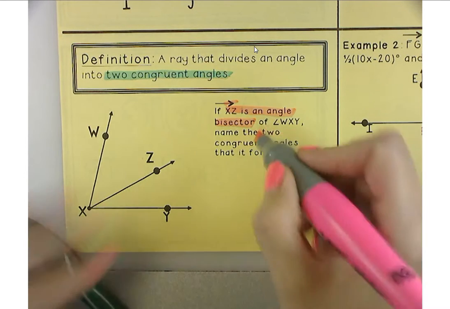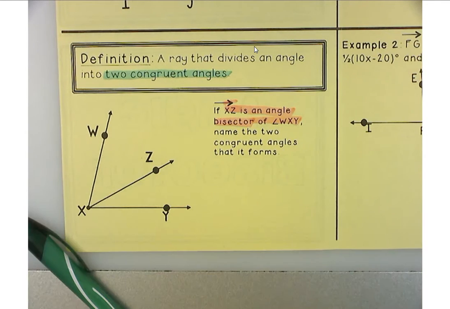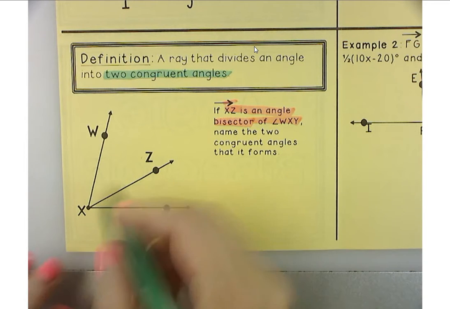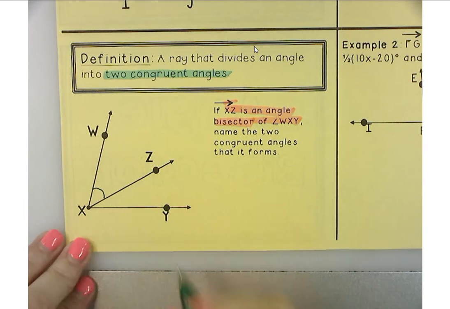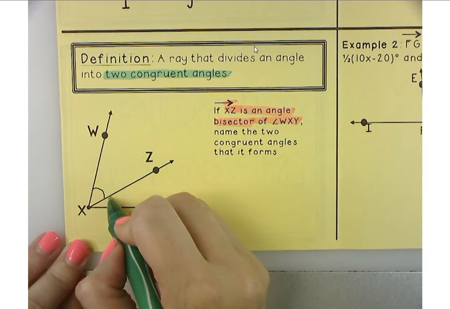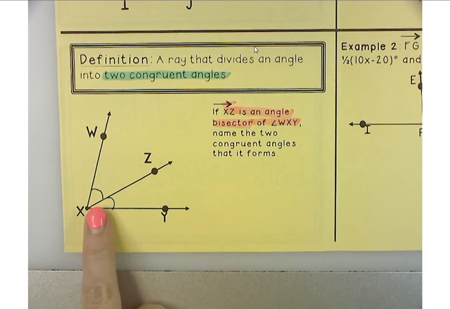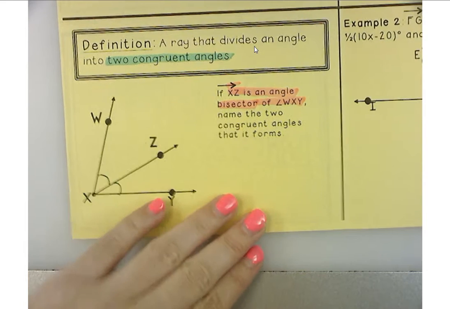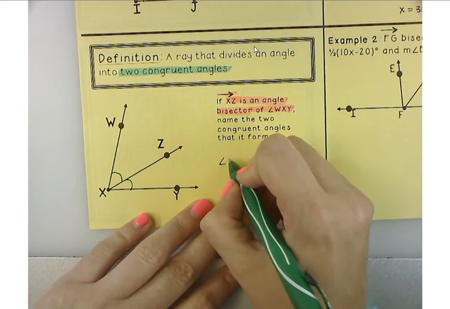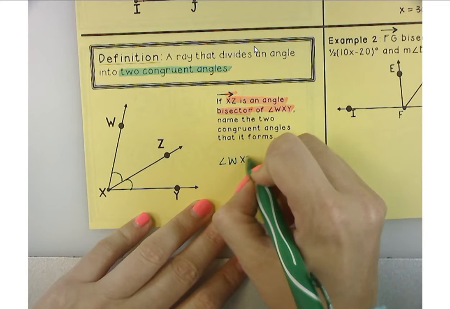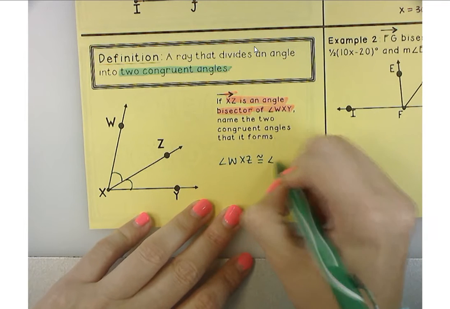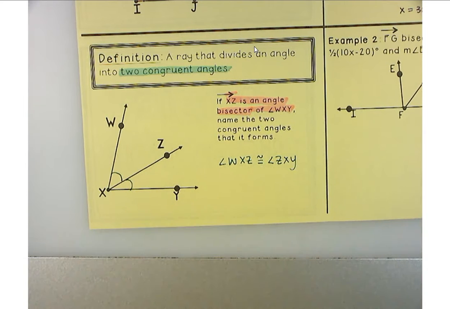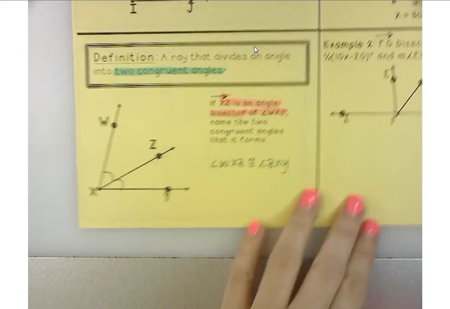Okay, so this is an angle bisector of the angle WXY. So with this one, I might even do my picture first, so I can see that XZ is cutting this in half. Yesterday we talked about how you can see from a diagram that they're congruent. They'll have the same number of arc lines on there. And then we would say that angle WXZ is congruent to angle ZXY. Okay, and again, just remember that those names are interchangeable.